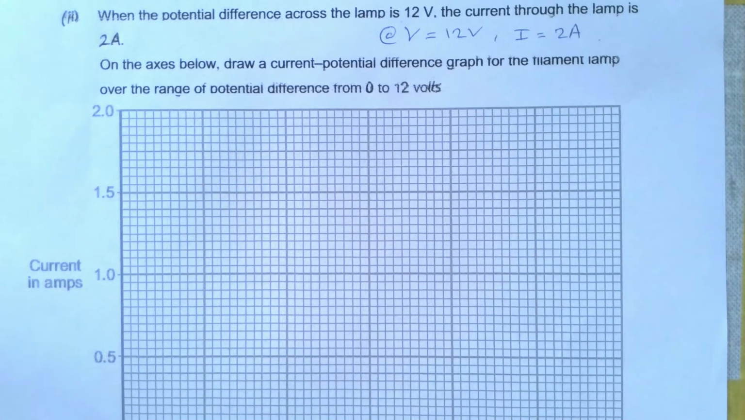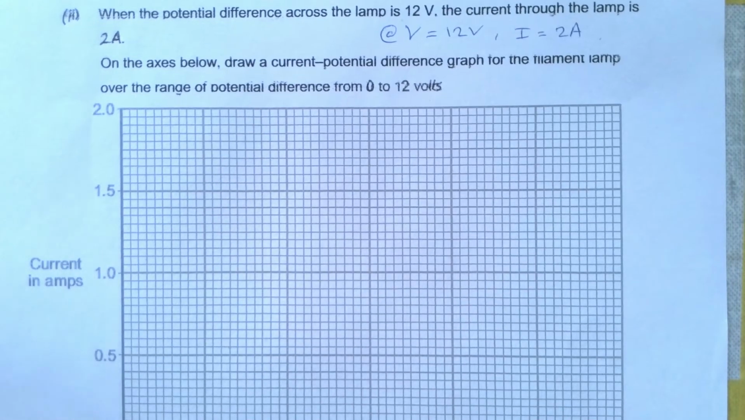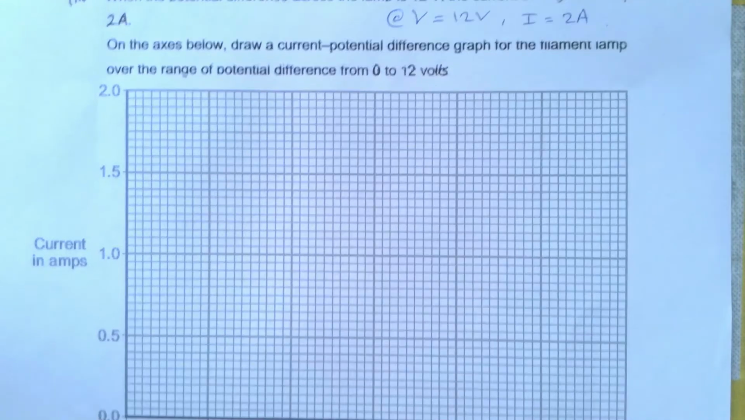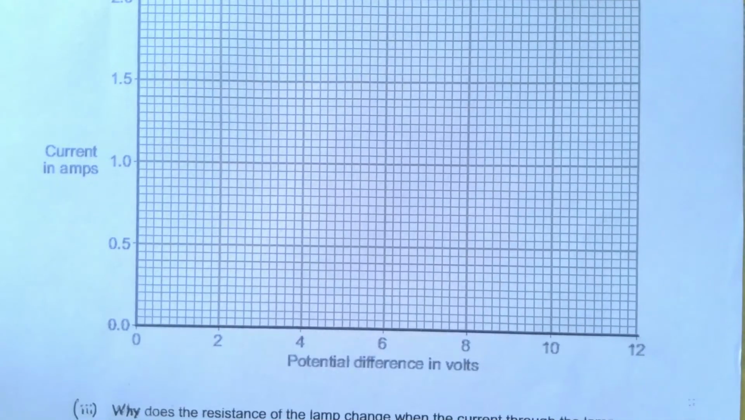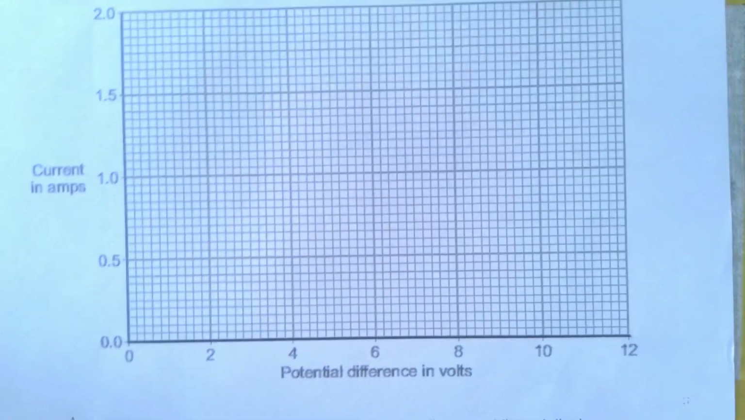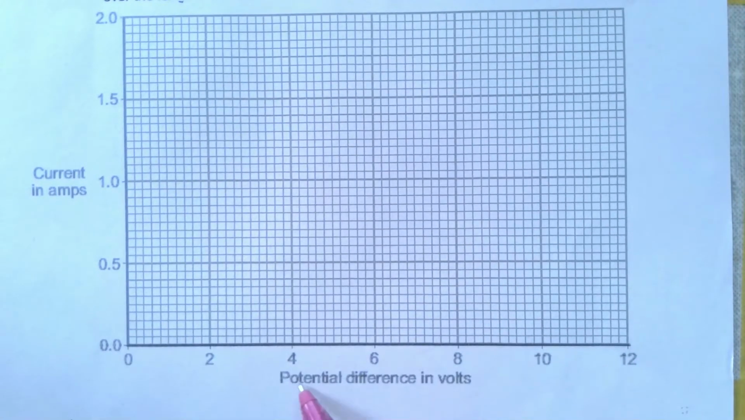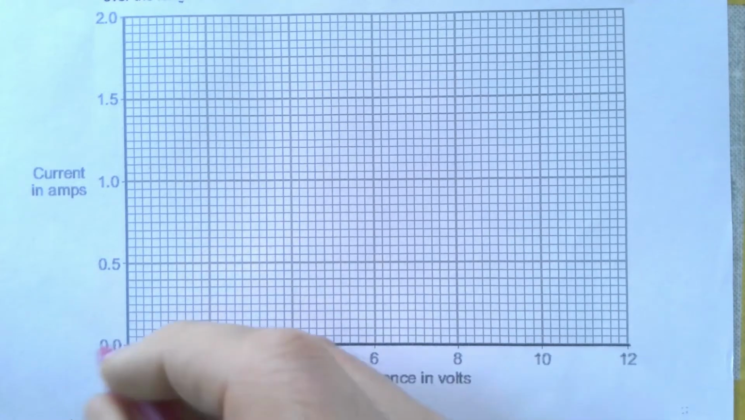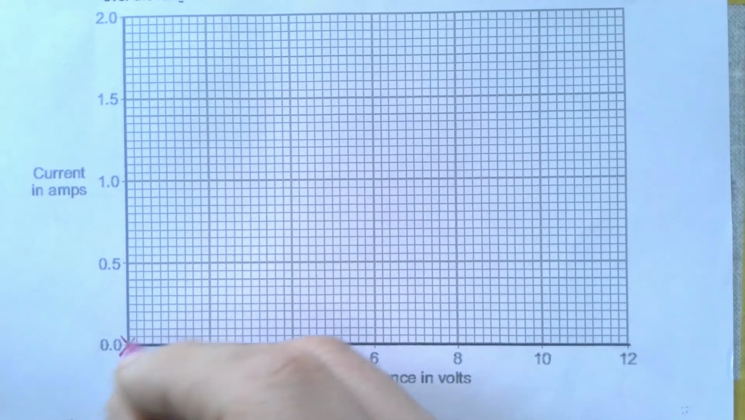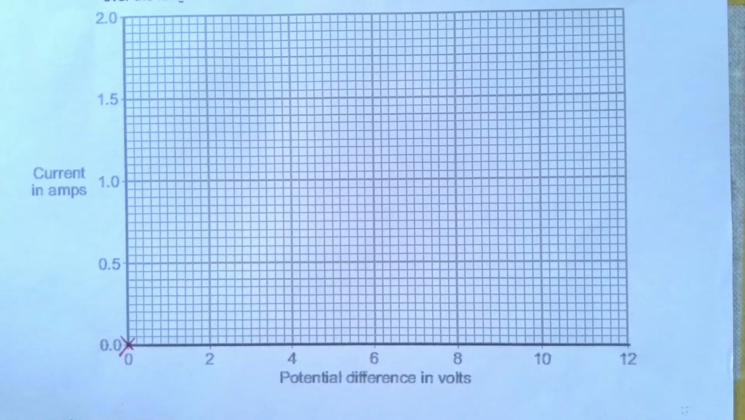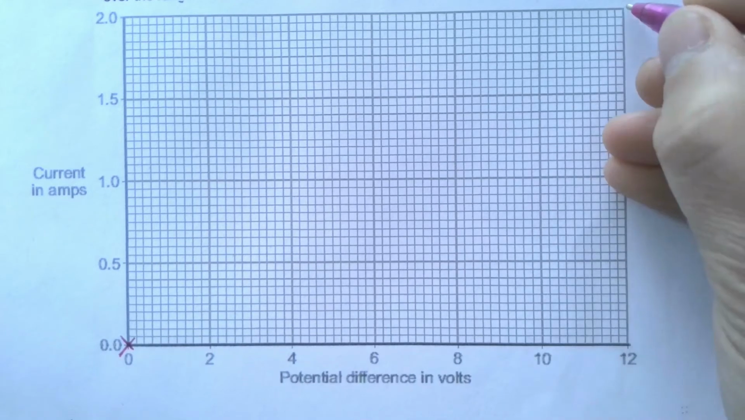I'm going to plot this in red. Obviously you'll never do it in red because you should do it in pencil, but just to help us see this on the plot. So what values do I know first of all? I need to be really careful here. If there's no potential difference, there's no energy transferred to the charge, so I know for definite it must go through 0, 0. It tells me in the question it goes through 12 volts and 2 amps, so I know it goes from there to there.